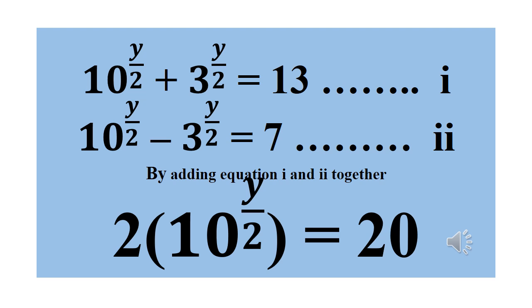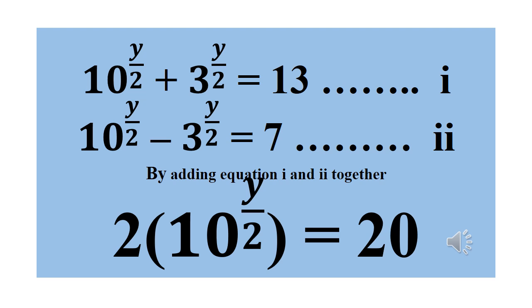So we are going to add them together. Equation 1, we add it to equation 2. So by adding it together, we have plus 3 raised to power y over 2 and minus 3 raised to power y over 2. We cancel out each other, so we have left 10 raised to power y over 2 plus 10 raised to power y over 2, meaning that we have 10 raised to power y over 2 in two places, and that's why we wrote 2 into bracket 10 raised to power y over 2.